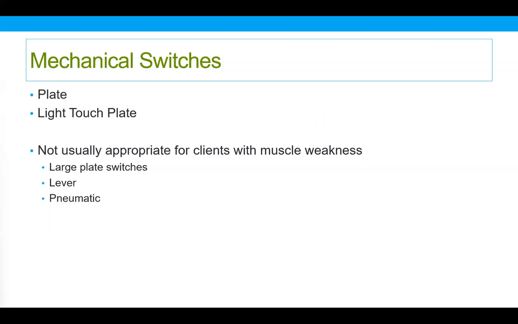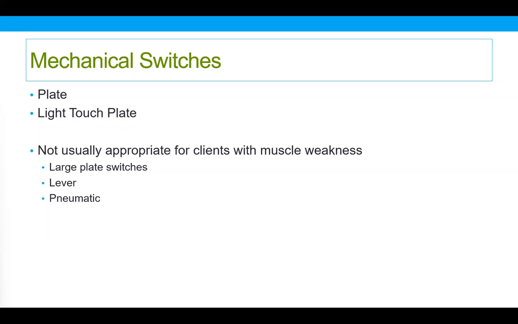So let's start with mechanical switches. We have plate switches and light touch plate switches. Again, there's lots and lots of switches on the market. We're certainly not going to go through all of them, but these are examples of switches that work well for people with muscle weakness. What's usually not appropriate for people with muscle weakness are large plate switches. It's just too big an area. We need a really small movement here.